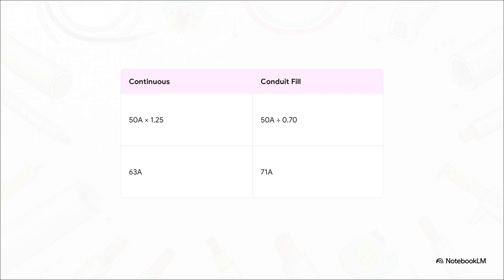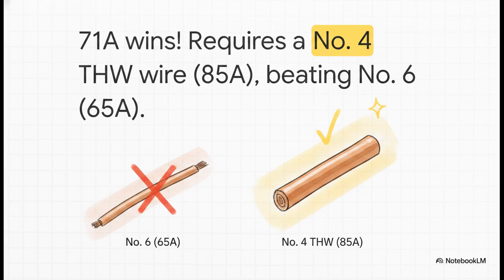Step 2, conduit fill. We look at table 310.15(C)(1) for 7 wires, which gives us a 0.70 adjustment factor. 50 amps divided by 0.70 equals 71 amps. So, the crucial point is the showdown. We compare the 63 amps against the 71 amps. 71 amps wins. The conduit fill penalty actually outweighed the continuous load penalty here. To safely carry 71 amps, we check our 75-degree column in table 310.16. A number 6 wire is only good for 65 amps, that's too small. But a number 4 THW wire is rated for 85 amps. The larger number 4 wire is our winner.